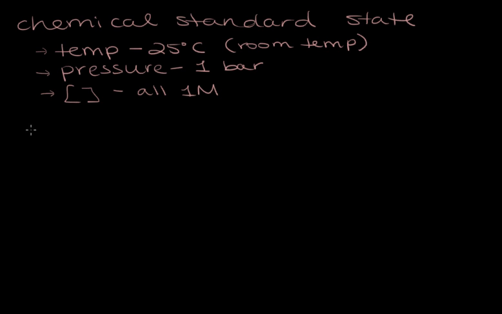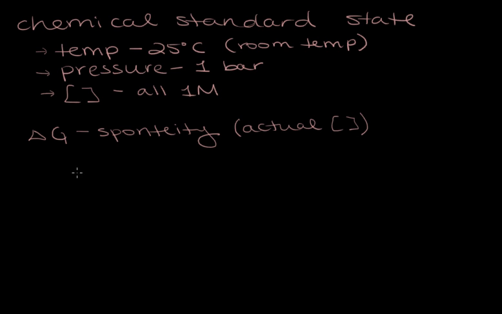So when we're talking about this in terms of delta G, remember delta G, we used this to determine if a reaction is spontaneous or not. So you can use this to look at spontaneity. And this is based on actual concentrations. Okay, in the solution, this is what would actually happen. When we have a chemical standard state, we add a naught to the delta G. So this is the delta G at standard state.